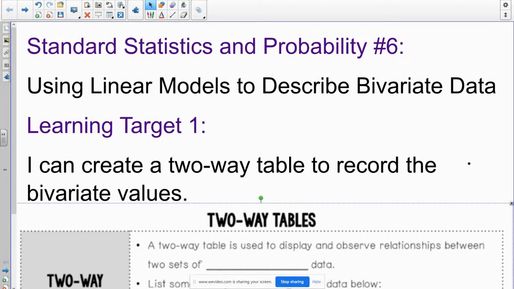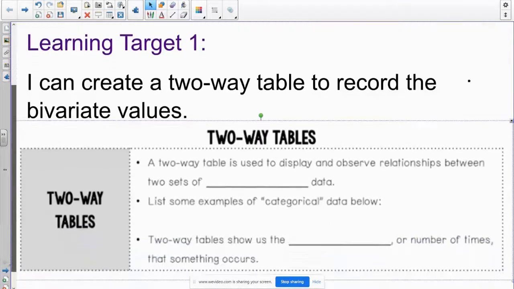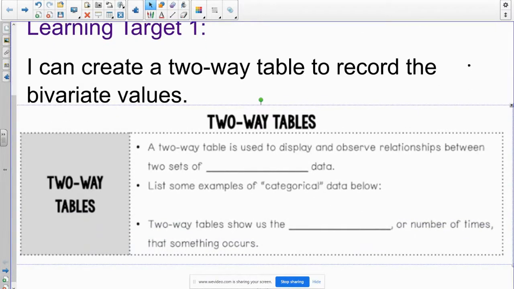So first of all, let's define two-way tables. A two-way table is used to display and observe relationships between two sets of categorical data. I forgot my C there.